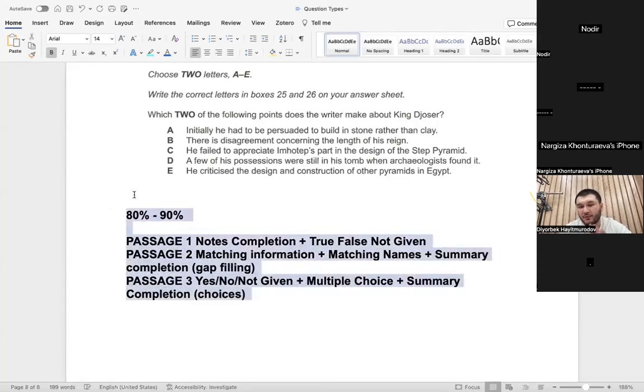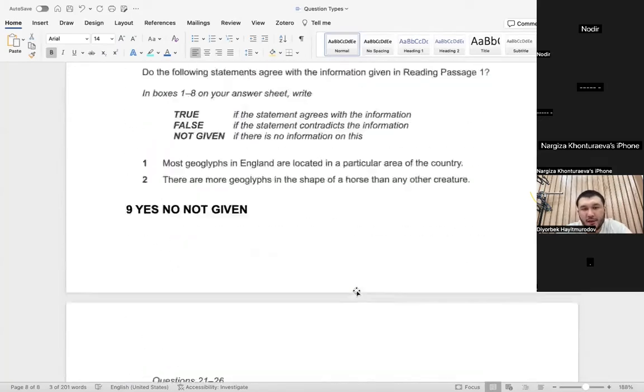When you count them, how many types of questions do you have? Notes completion 1, true, false 2, 3, 4, 5, 6, 7. Seven types of questions the IELTS uses predominantly.